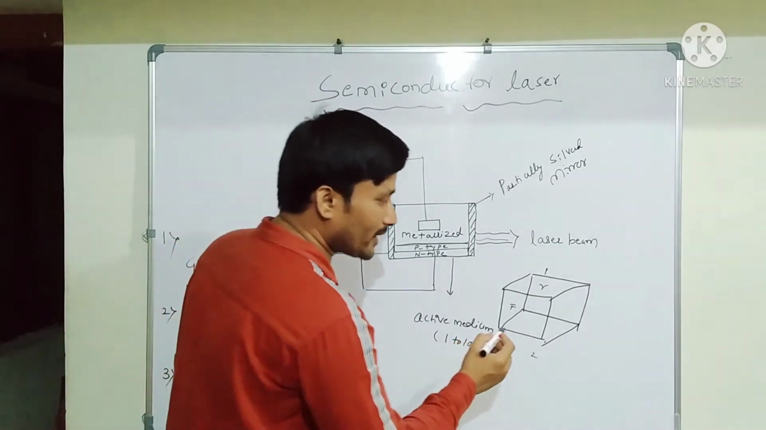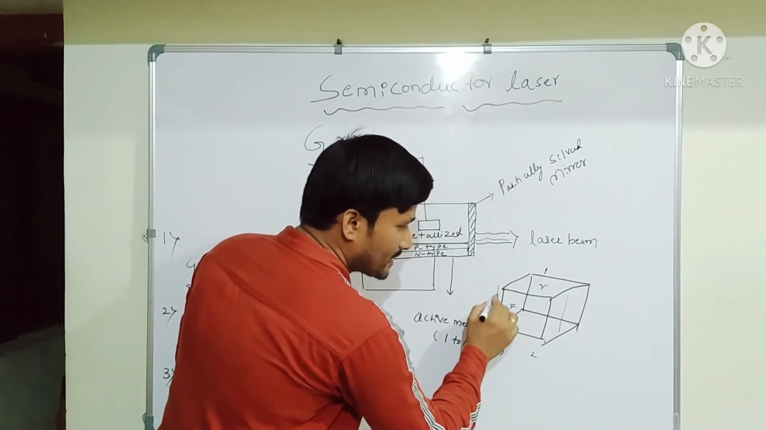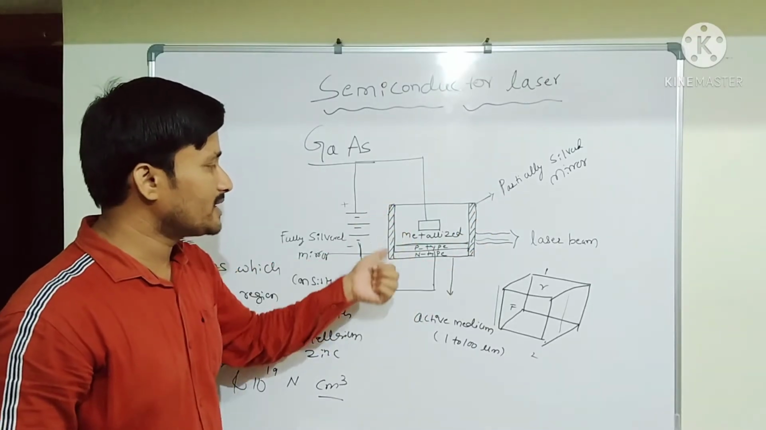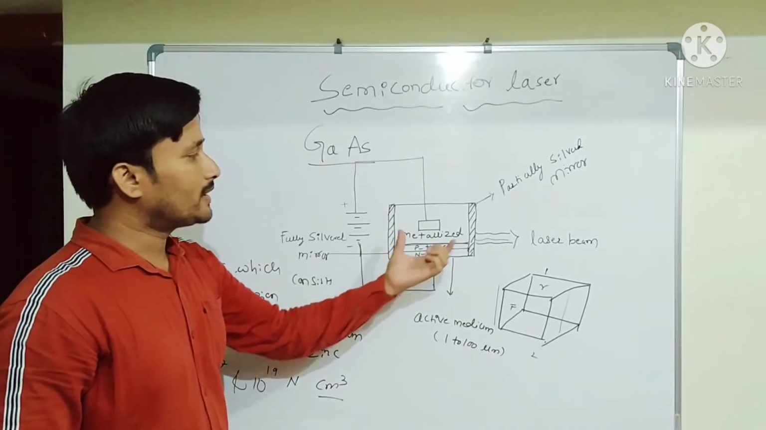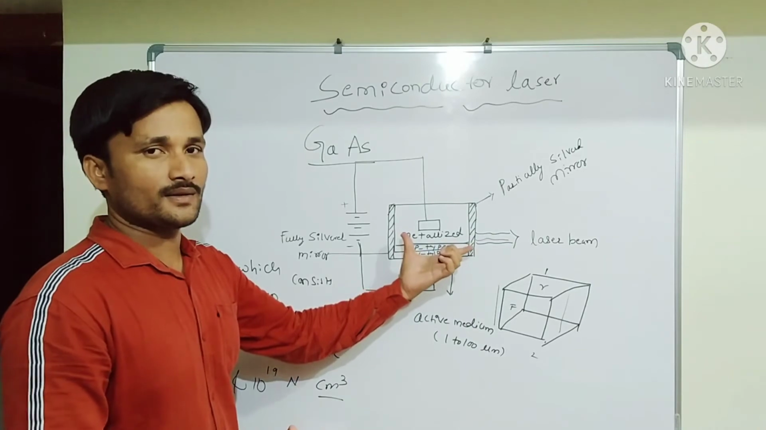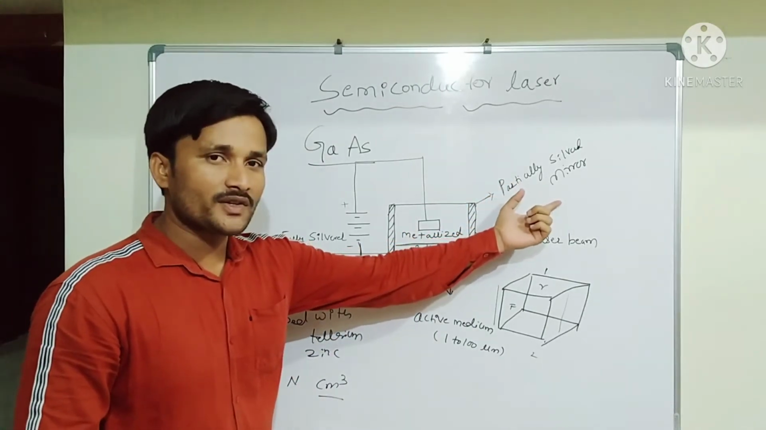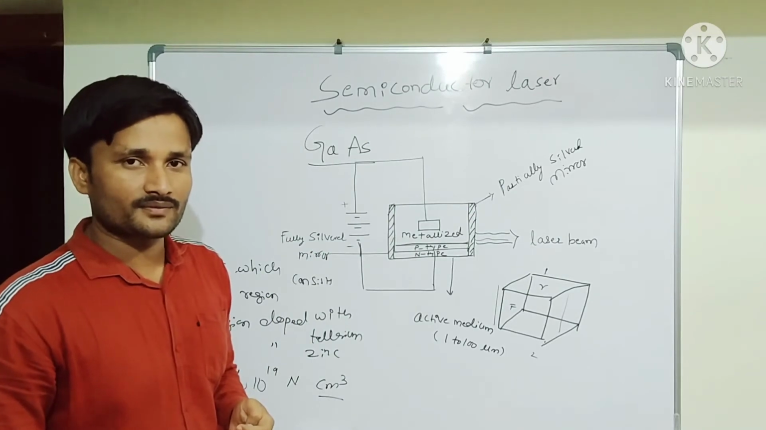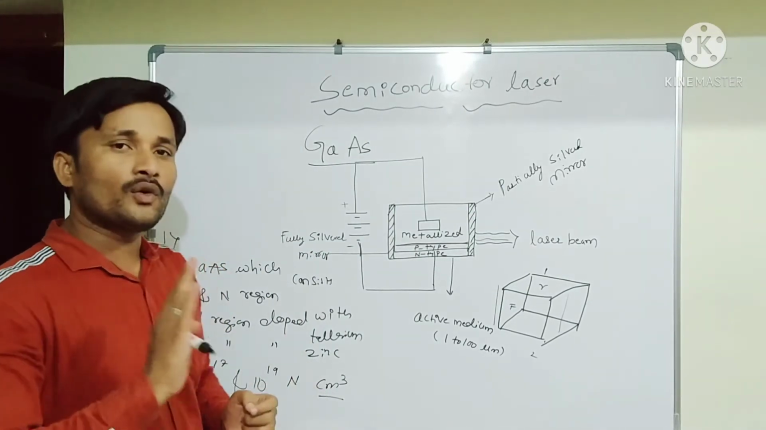And the third important point, these perpendicular planes here: one is partially silvered, another one is a fully silvered mirror. So they are polished surfaces. One is a partially polished surface and this is a fully polished surface. Clear? This is our fourth point.